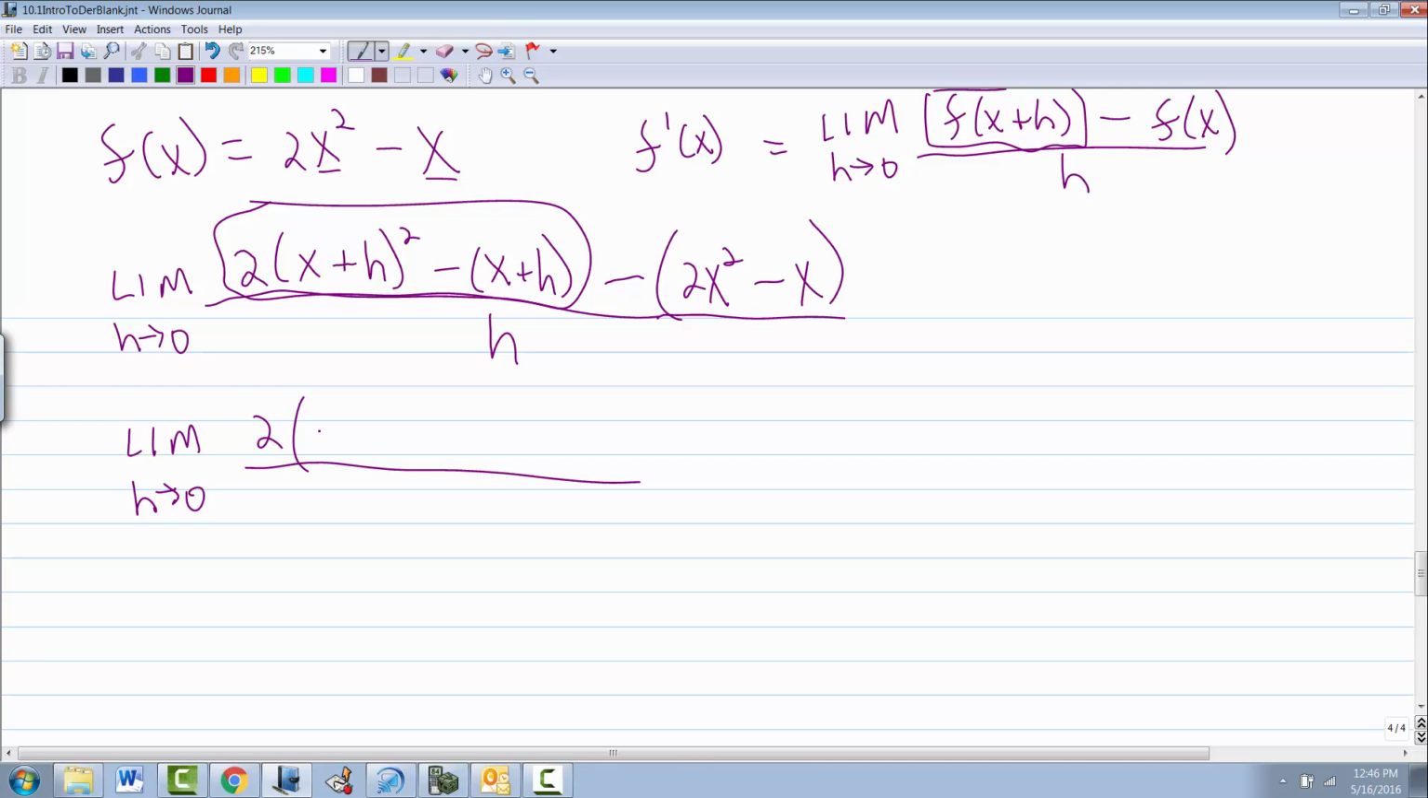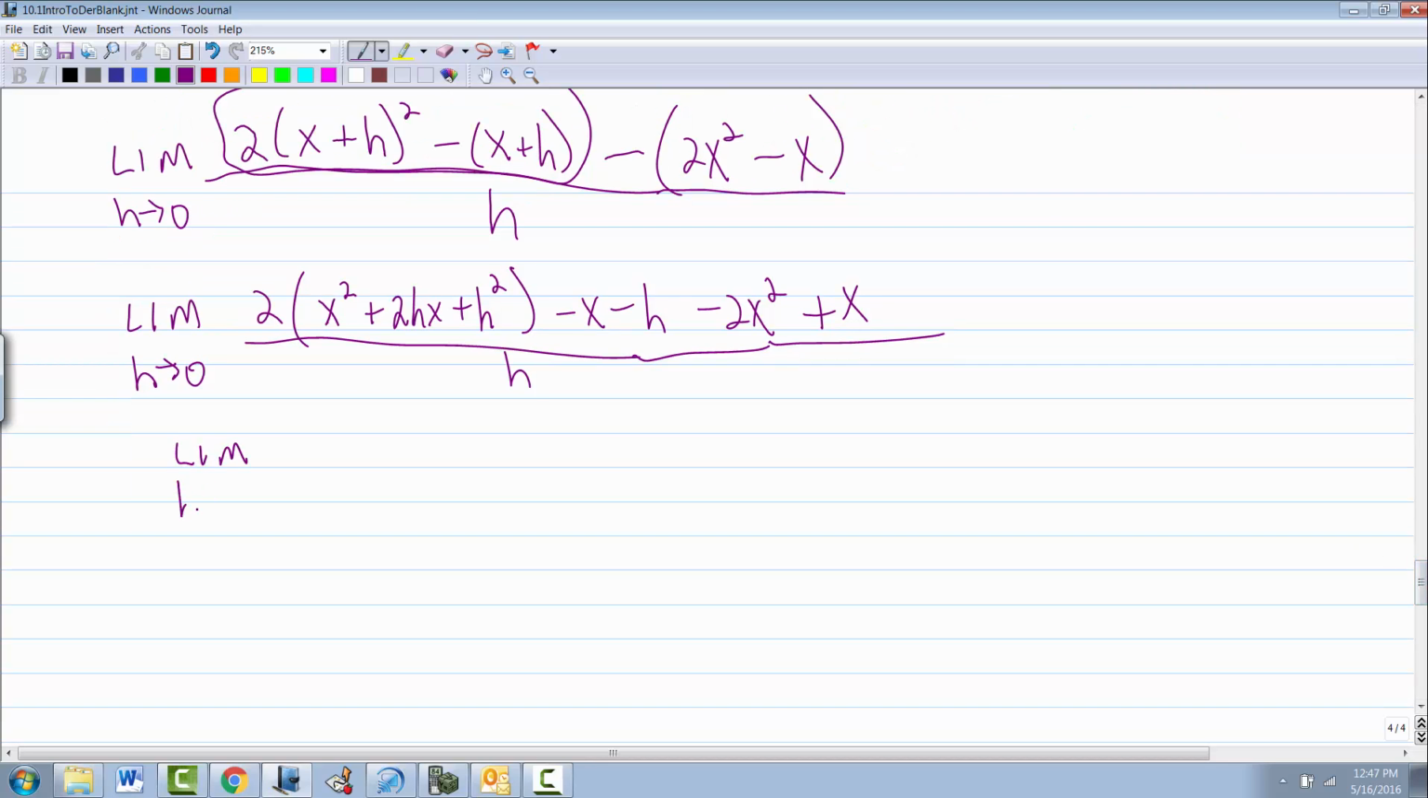What's x plus h squared? We just had it on the previous one. X squared plus, oh boy, and then plus what? H squared. And then notice how I wrote this. Minus x, but it's minus x plus h. So it's minus x minus h. And then the end doesn't end up being too bad. Minus 2x squared plus x. But I'm really not ready yet because I didn't distribute my 2 yet.